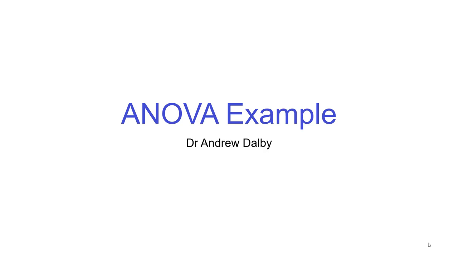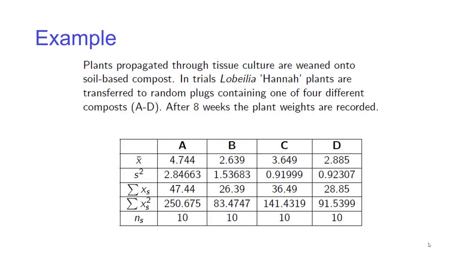I'm going to take you through an ANOVA example to illustrate how it works after describing some of the theory. So here is some data about plants that are propagated through tissue culture and weaned on different composts. The composts are just called A to D. They're a plant type, lobelia called Hannah, and after 8 weeks the plant weights were recorded.